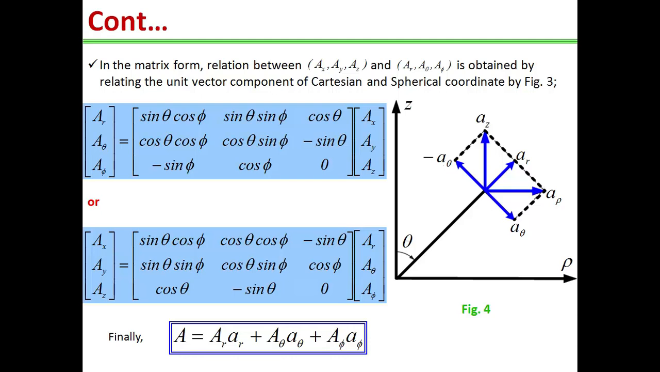Or we can write ax, ay, az is equal to [sin theta cos phi, cos theta cos phi, minus sin phi; sin theta sin phi, cos theta sin phi, cos phi; cos theta, minus sin theta, 0]. This matrix is basically obtained from inverting the above matrix, and multiplied by ar, a theta, and a phi. So finally, we can find vector A in terms of x, y, z after finding the values of ar, a theta, and a phi in terms of x, y, z.